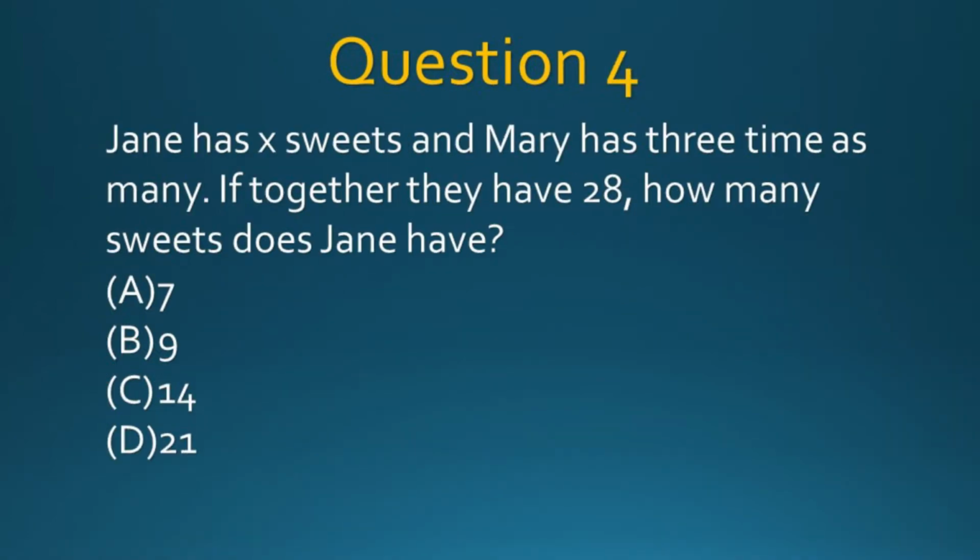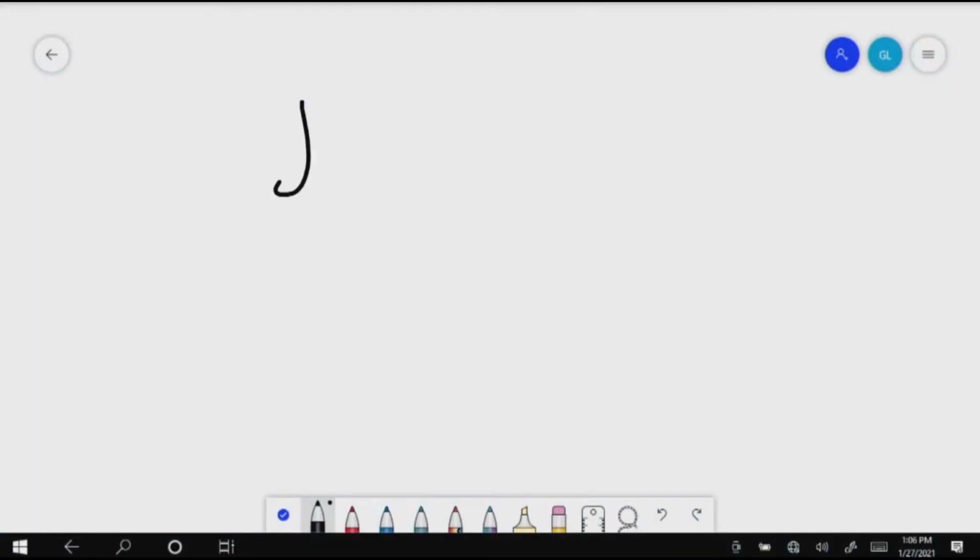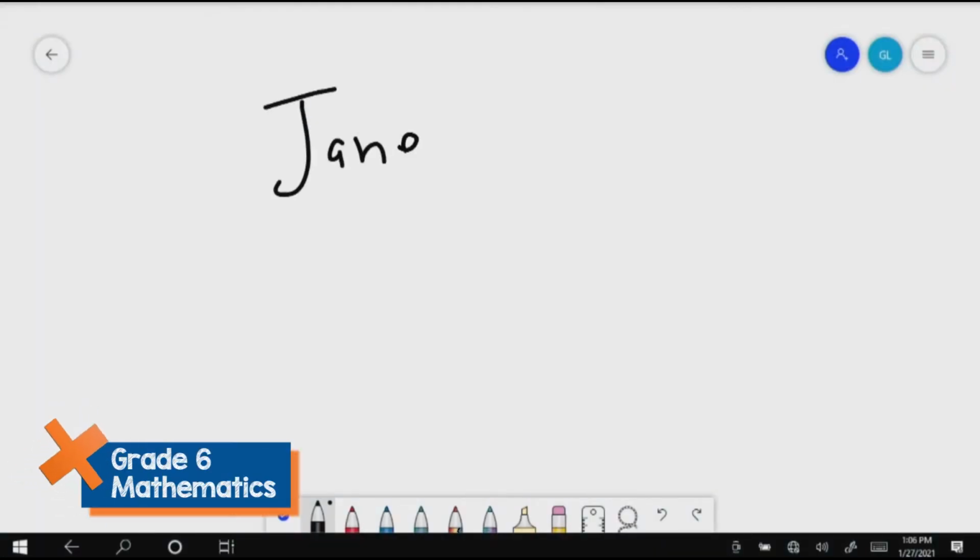Jane has x sweets and Mary has 3 times as many. If together they have 28, how many sweets does Jane have? Here we have a comparison between 2 persons. We have Jane and we have Mary.